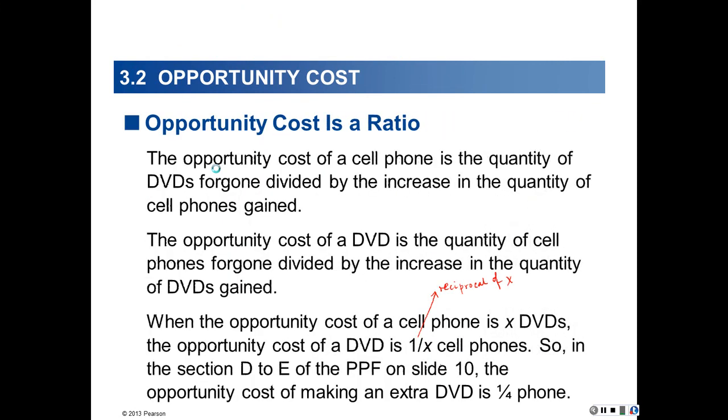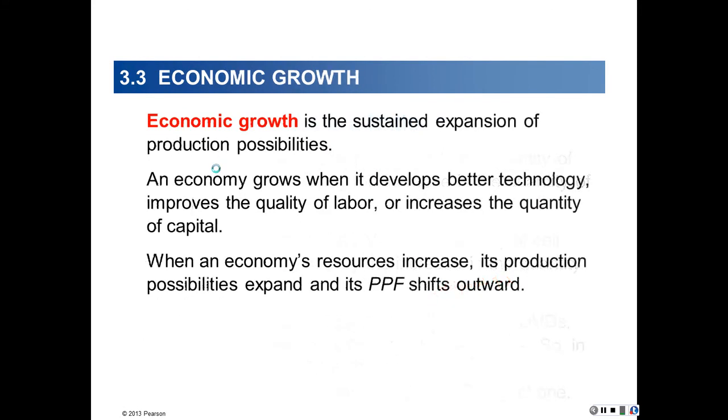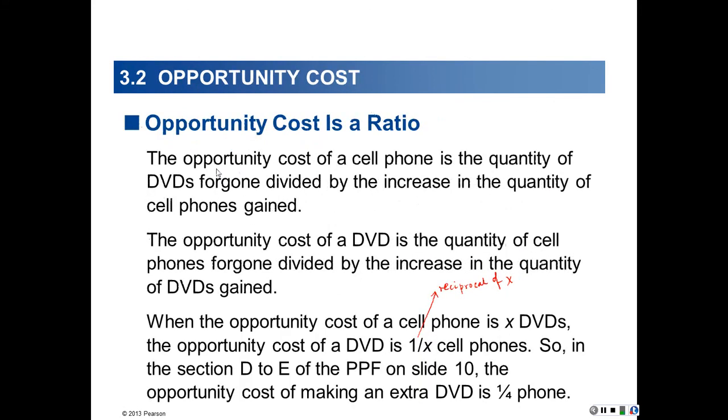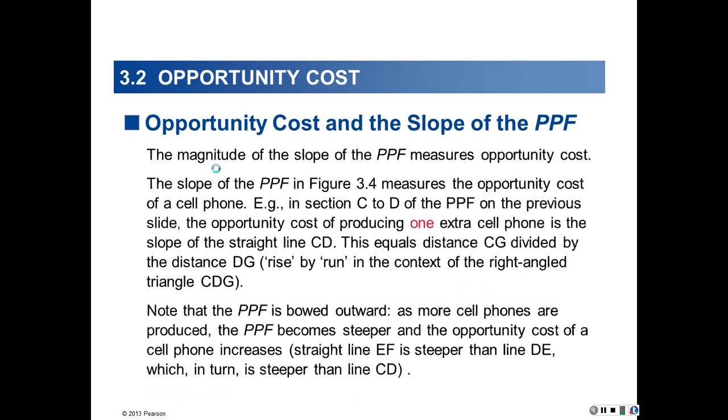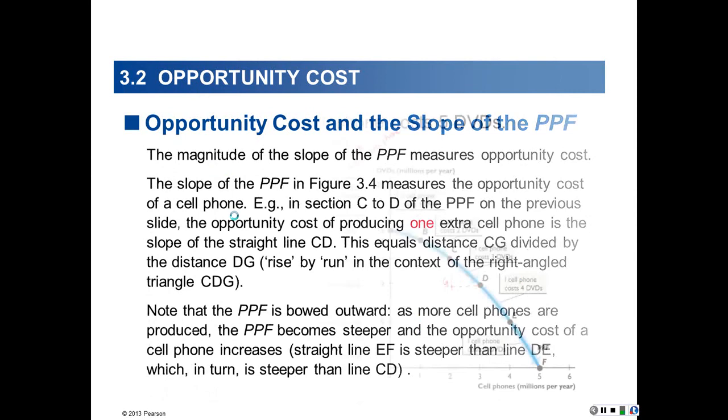Okay, we've covered most of these things. And what I said just now can be translated into this statement here. Opportunity cost is a ratio. Let's think about that for a minute. Let me go back to a diagram of BPF.